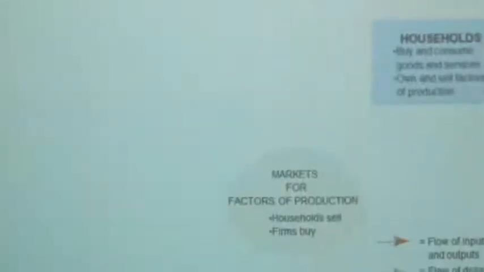We have a market for factors of production, households selling and firms buying. We have a market for goods and services, where firms sell and households purchase. We have households on one side. Households buy and consume goods and services, and they own and sell the factors of production. And then we have firms. Firms hire and use the factors of production. Firms produce and sell goods and services.